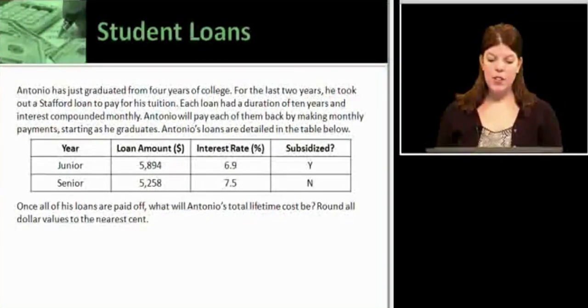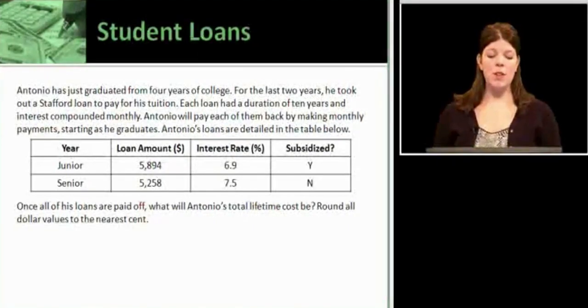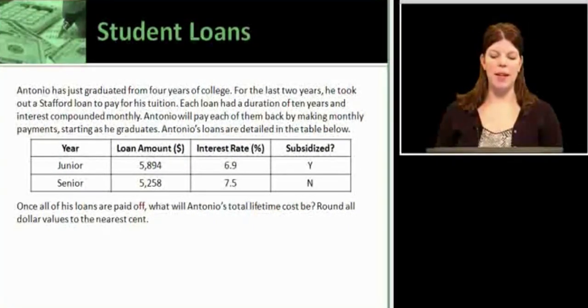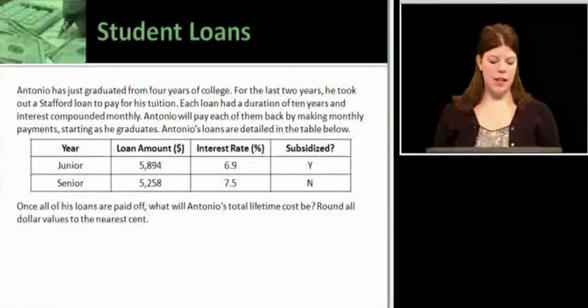Each loan had a duration of 10 years and interest compounded monthly. Antonio will pay each of them back, making monthly payments starting as he graduates. Antonio's loans are detailed in the table below. Once all of his loans are paid off, what will Antonio's total lifetime costs be? Round all dollar values to the nearest cent.